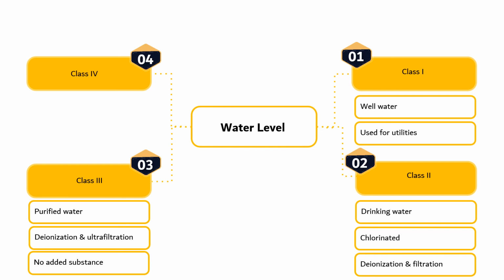Sometimes a recirculation loop is installed in the storage facility, and the system is maintained at an elevated temperature, 80 degrees C, to minimize microbial colonization. Class 4 has the most stringent quality standards and is largely used for injection.